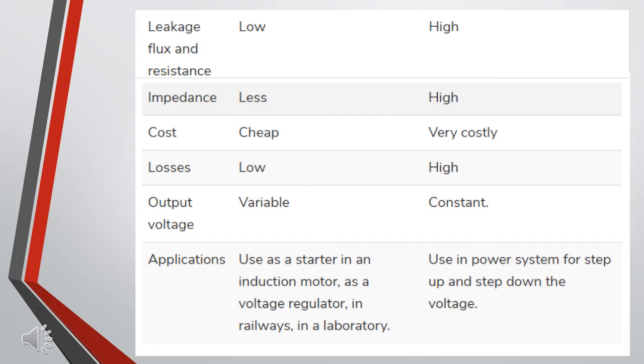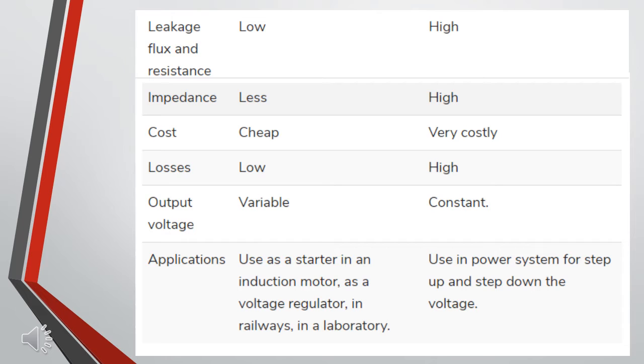On to the next slide. So the autotransformer has low leakage flux and resistance, resulting also in a lesser impedance compared to the conventional transformer. So the cost, na ulit lang siya. The losses, okay. So sa losses naman, the autotransformer has lesser losses compared to the conventional transformer, which is some of its advantage in terms of application.